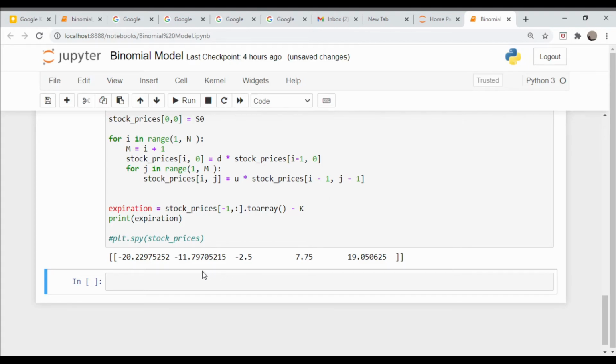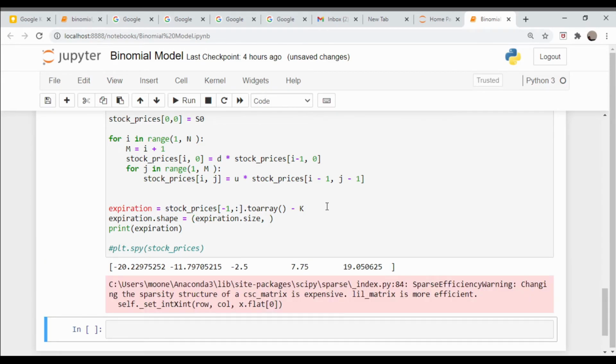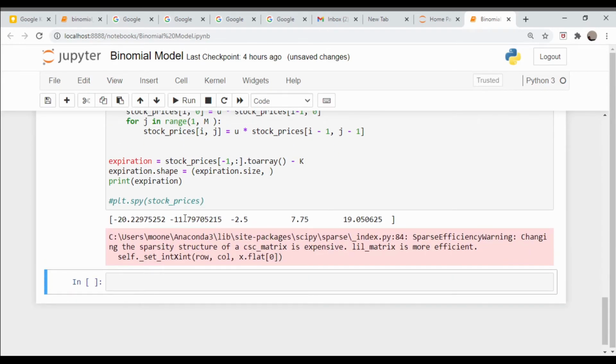The issue there is that it doesn't handle the out of the money option, so we get these negative strike prices. And for some reason, let's just reshape that vector. So expiration.shape is equal to expiration.size. I don't know why it's coming back as a two-dimensional array, so I just reshaped it to make it a little cleaner looking. So we need to handle these out of the money options.